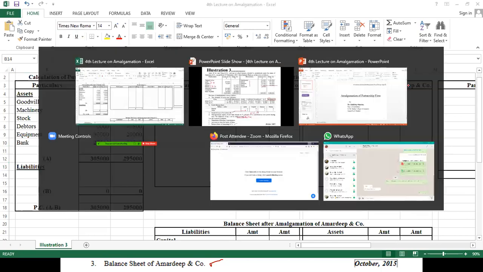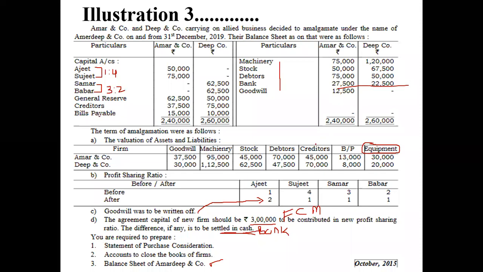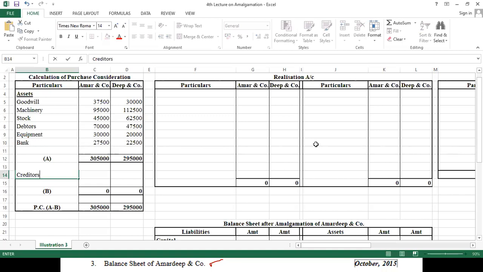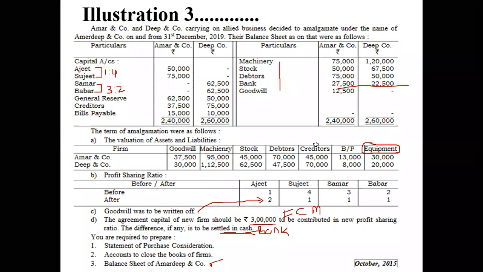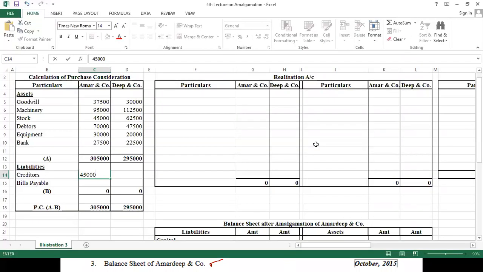Now write down the liability. Liabilities new value is also given here, creditors and bills payable. So first of all write down the name, creditors and bills payable. Creditors amount is 45,000 and 70,000. And for bills payable we have 13,000 and 8,000. So here we got our total of liability, Amar and Company 58,000 and Deep and Company 78,000.